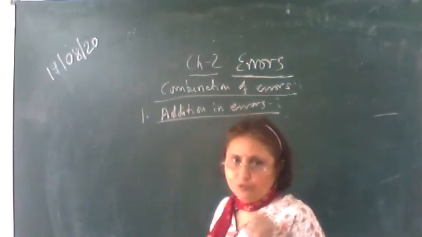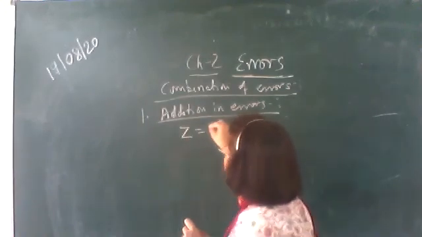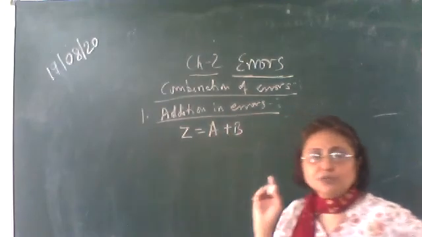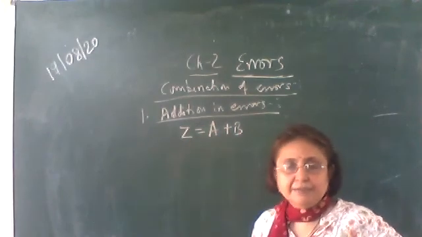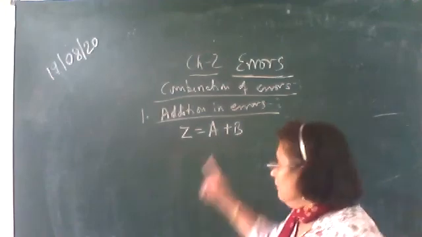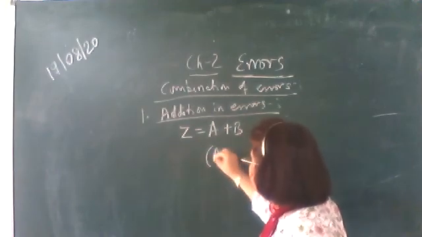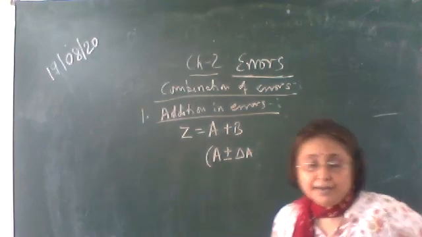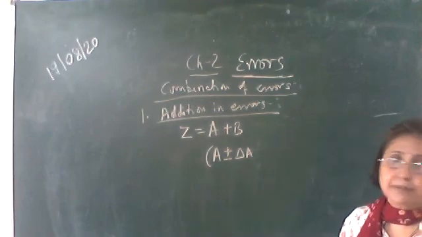There are two true values A and B. When they are added, their sum is Z. So Z is equal to A plus B. A and B are the true values, and when we add them, let their sum be Z. When A is measured, how can the measured value of A be written? A plus minus delta A. Why? Because there will be some absolute error in A.